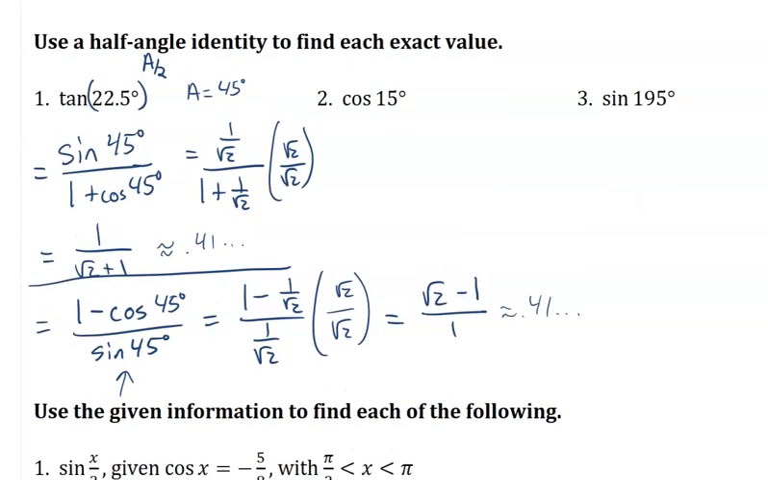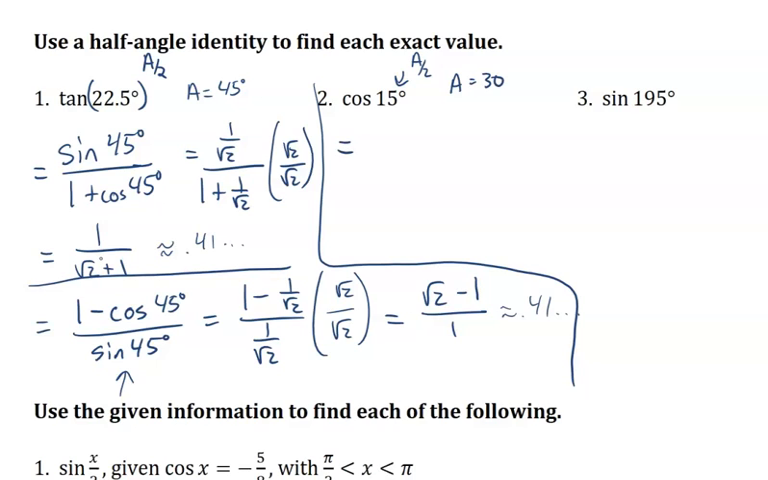All right, next one, cosine of 15. Okay, cosine of 15. So if a over 2 is 15, then that means a is 30. Okay, so cosine of a over 2 is equal to, plus or minus, we'll come back to that in a second, the square root of 1 plus cosine a, so cosine 30, all over 2. 15 degrees is in quadrant 1. Okay, so in quadrant 1, cosine is positive, so I do not need the plus or minus. I'm just keeping the positive.